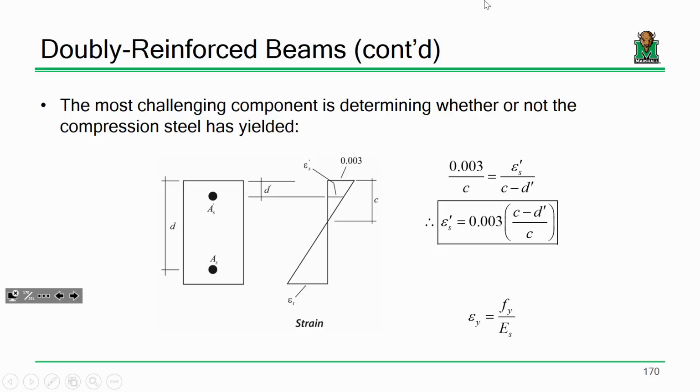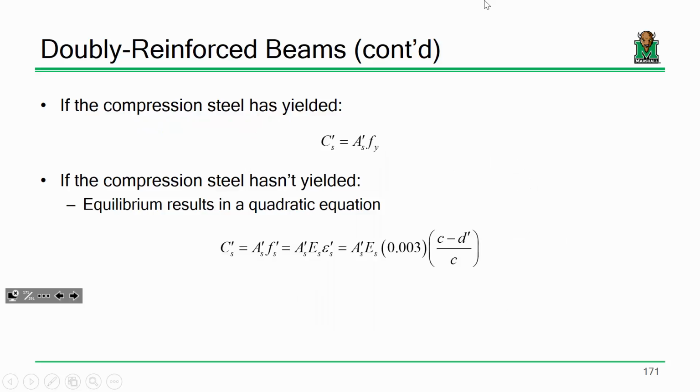Now, to calculate the strain in this steel, it's again similar triangles. We take 0.003 is to c as whatever this strain is to c minus d prime. Does everybody see that? It's just another set of similar triangles to determine the strain in that steel. And what we may find is that compression steel might yield, and it might not, okay? Now, if it yields, it's simple. The force in that steel is just the area times Fy. But if it hasn't yielded, then it's a little more complicated than that, okay?